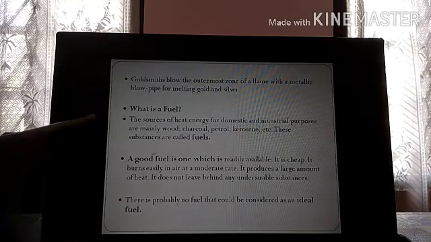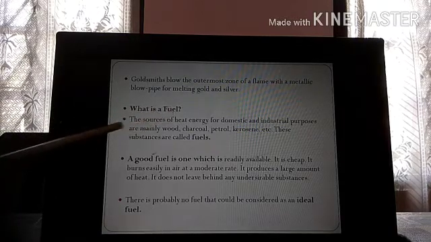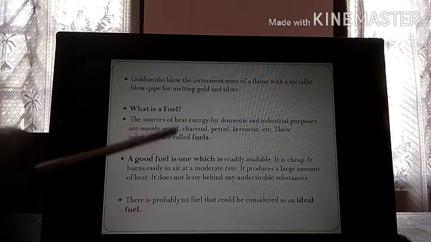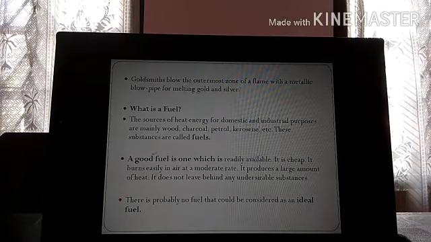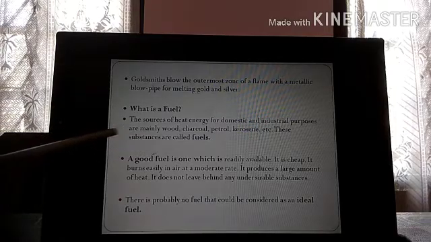Now we come to fuel. The sources of heat energy for domestic and industrial purposes are mainly wood, charcoal, petrol, kerosene, etc. These substances are called fuels. So what are fuels? Fuels are basically the sources of heat energy for domestic and industrial purposes. Anything that gives you heat, like wood if you burn it, or petrol, is a fuel. Any substance that burns easily and gives off heat and light is called a fuel.